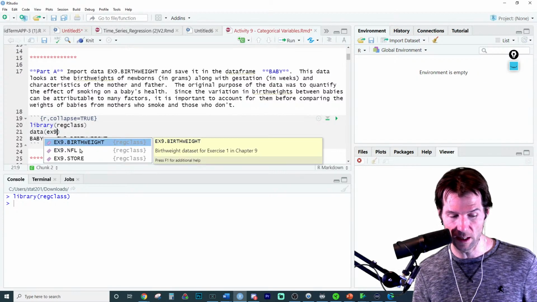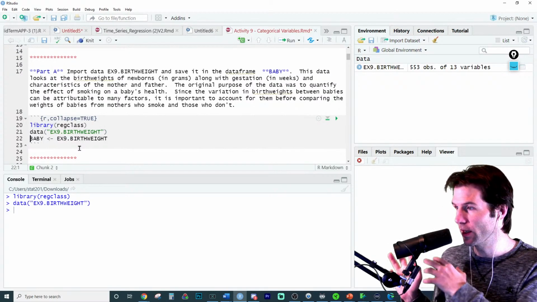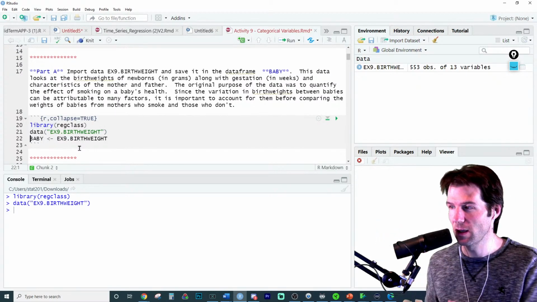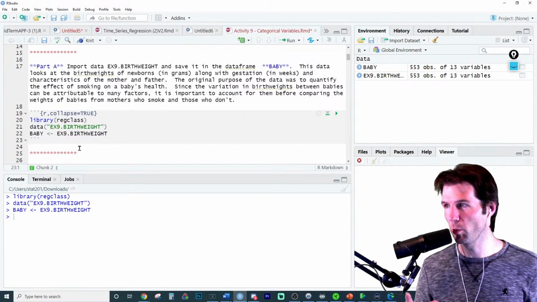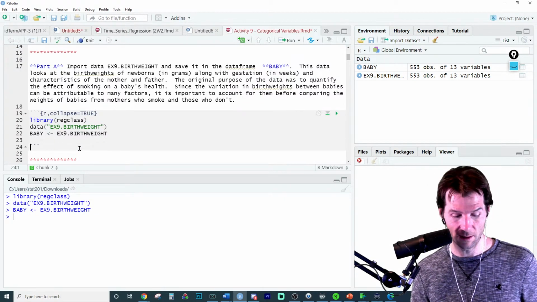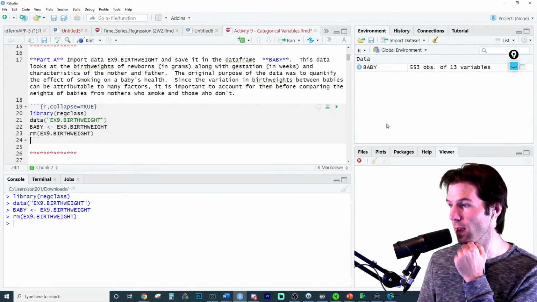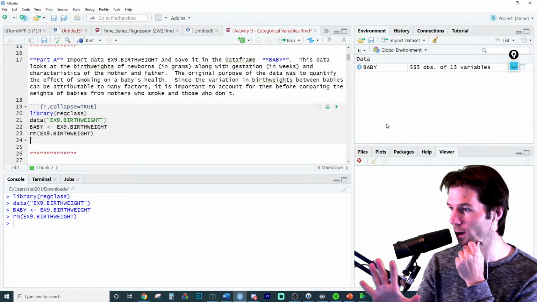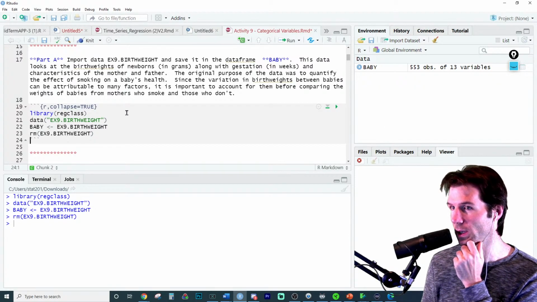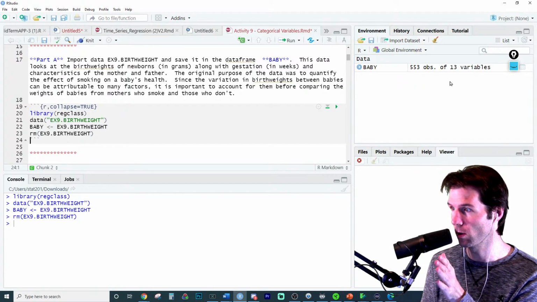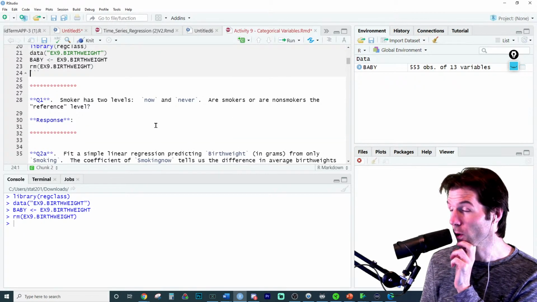We're working with the EX9 birth weights. Now, we're taking this, which already exists, and just giving it an easier name. That's the whole point of that right there. So technically, you could go here and do remove, and now it's gone. Just removing the EX9, kind of cleaning up our global environment a little bit so we only see the baby data set right there. Smoker has 2 levels, now and never.